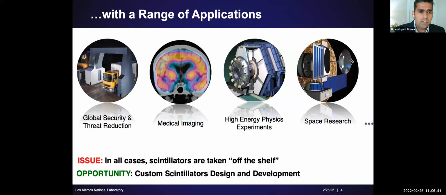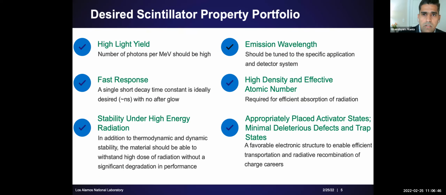Now, when you talk about scintillator design, it's instructive to look at the scintillator property portfolio. And here is an incomplete list of perhaps the most important properties that we care about. The two most important properties are high light yield and fast response. So how many photons you can get out per incident MeV of radiation, and how quickly you can collect these photons outside. And typical time scales are of the order of 10 nanoseconds for most of the scintillators.